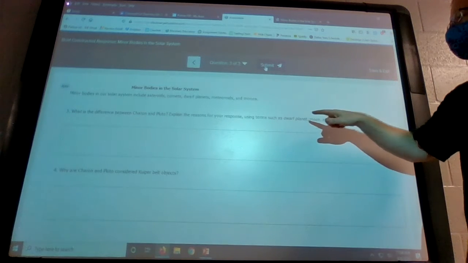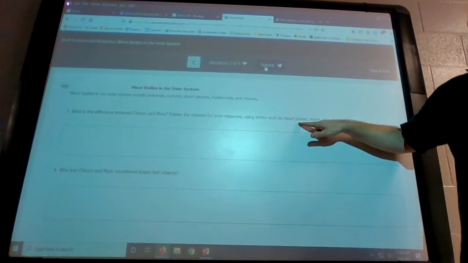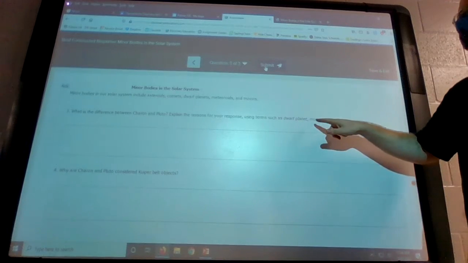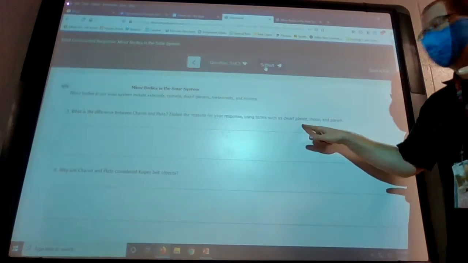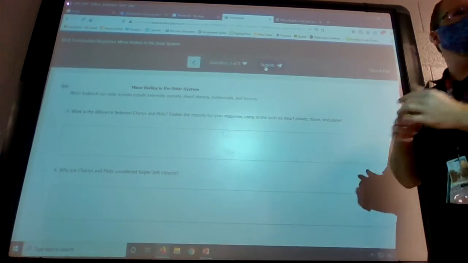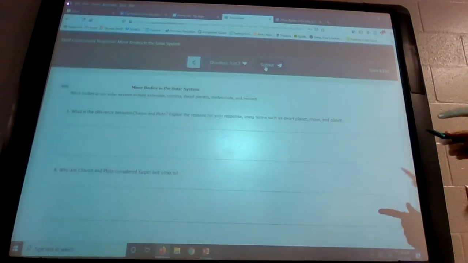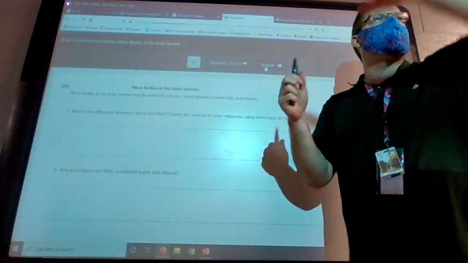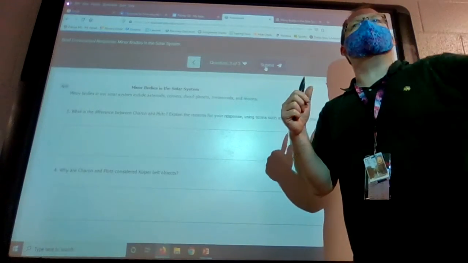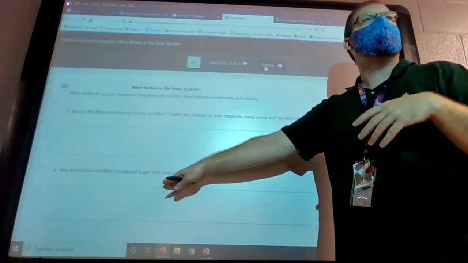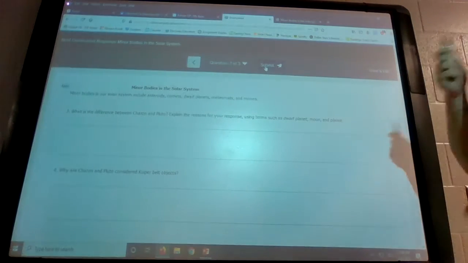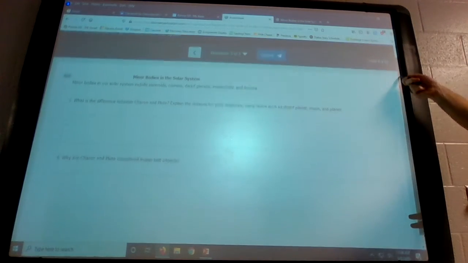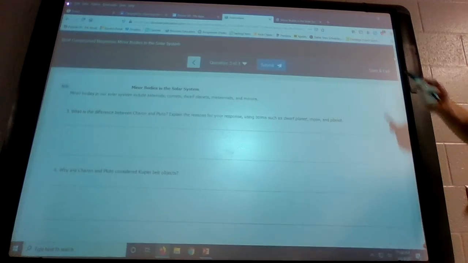So Pluto is orbiting the sun, which is what makes it a dwarf planet. Charon is orbiting Pluto, which is what makes it a moon. And so it's about what you orbit here. Why are Charon and Pluto considered Kuiper Belt objects? Because that's the area of space in our solar system they're in. They're out there with all the other Kuiper Belt objects, all the asteroids and meteors that are out there. And then that's the last one. So that shouldn't be too bad.